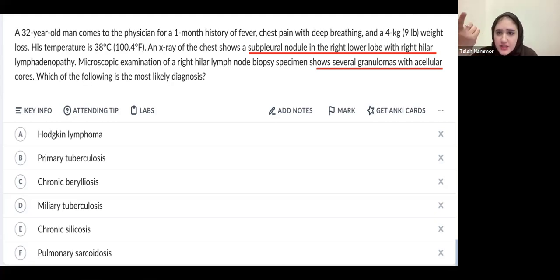He has fever, chest pain, deep breathing. He has weight loss. He has granulomas. He has hilar lymphadenopathy. But I would understand why someone would think sarcoidosis because of the bilateral hilar lymphadenopathy. But in sarcoidosis, we don't have the fever, we don't have the weight loss. Maybe we might have weight loss, but the fever is kind of more of like an infection, which is TB. Okay?